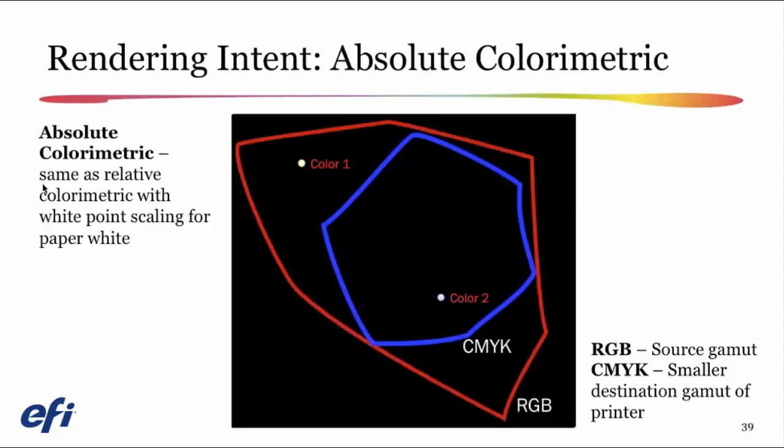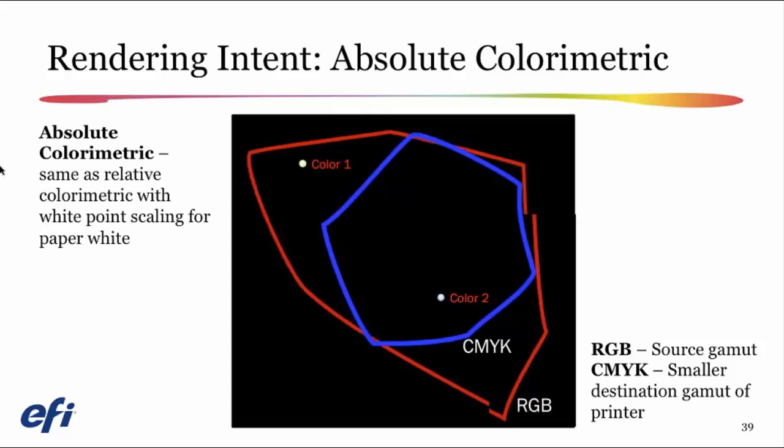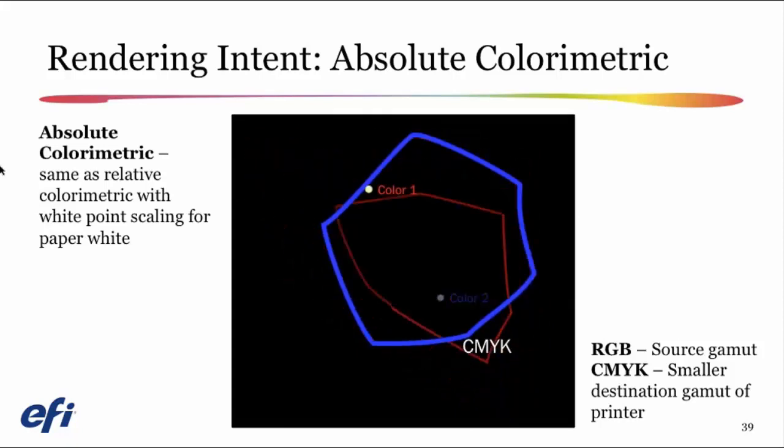The last rendering intent is called absolute colorimetric. Absolute colorimetric does the same compression as relative colorimetric. So color number 1 is clipped to the destination, the print gamut. Color number 2 is preserved exactly in the same place it started. But when I do absolute colorimetric rendering, I also scale the white point from the source profile to that of the destination profile. That means that I simulate the white point of the source on the destination.